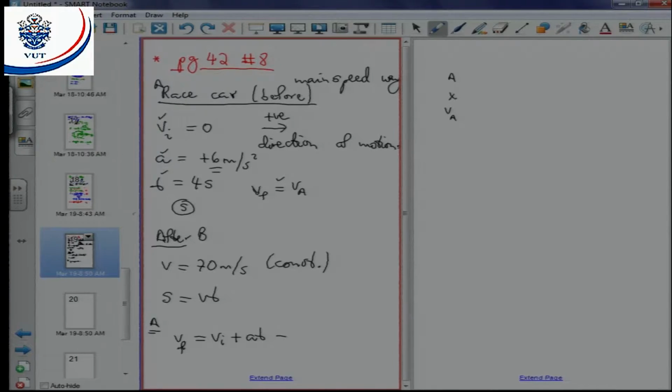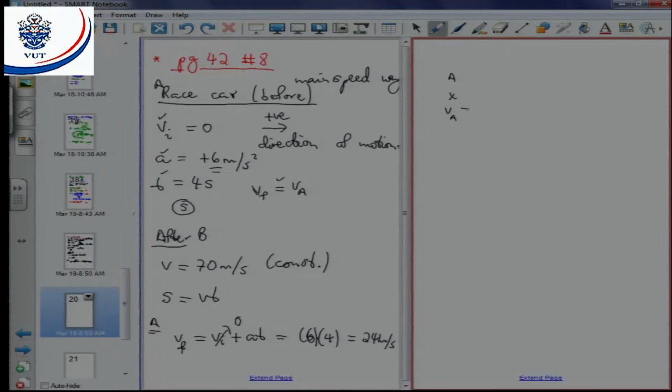So VF is just, our VI is 0, our A is 0.6, and our time is 4. So then we just get 24 meters per second. So we know that the speed at which car A enters the main speedway or the main track is 24 meters per second. At the same time, another car B is moving at VB equals 70 meters per second.